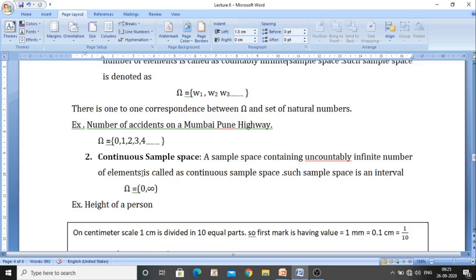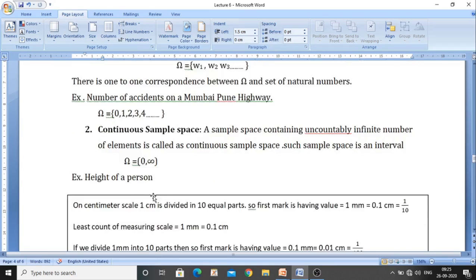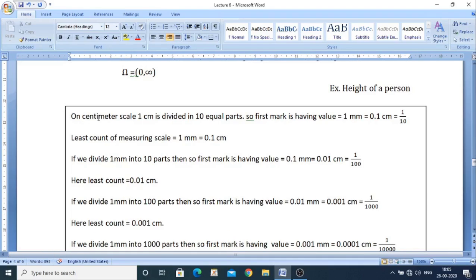Now to understand the concept of continuous sample space and uncountably infinite, I will give you an explanation related to your measuring scale. All of you have a measuring scale in your compass box. Now see that measuring scale. The markings on that scale are 1 centimeter, 2 centimeter, starting from 0. So 0, 1, 2, 3 and so on.